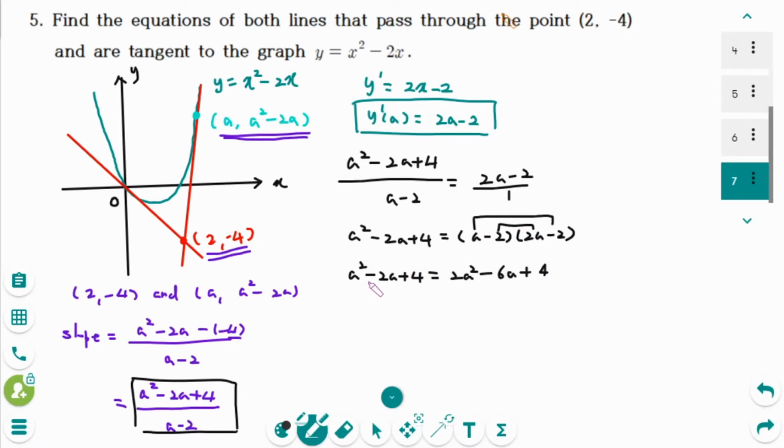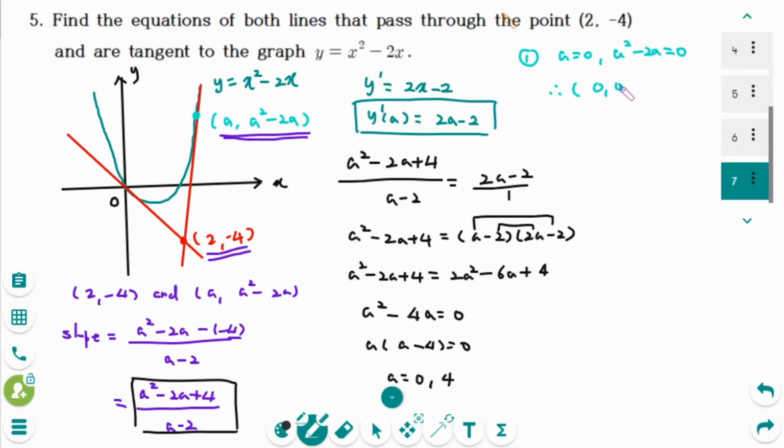Then everything is moved to the right. So a squared minus 4a equals 0. A times a minus 4 equals 0. So a equals 0 or 4. First, if a equals 0, then a squared minus 2a equals 0. So the point is (0, 0).